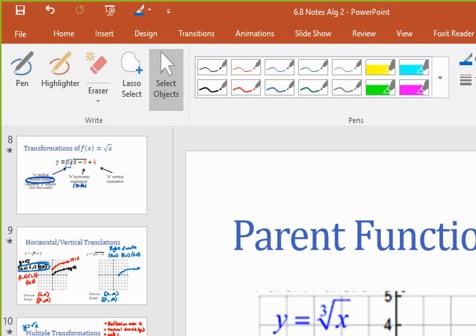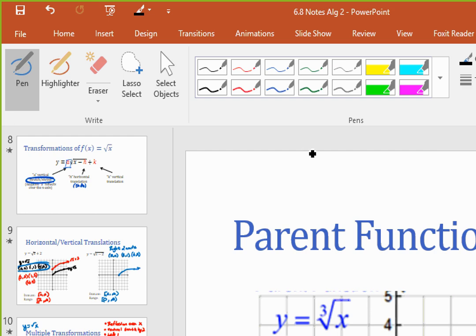All right, let's do one more parent function, and we'll do a couple examples with this, and then that'll be it. So this is the cube root of x, and we haven't done too much with cube root of x. We've done some stuff with x cubed, but cube root of x now is another one that we should become more and more familiar with.